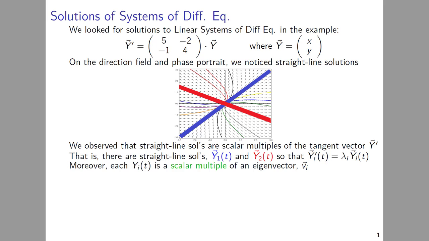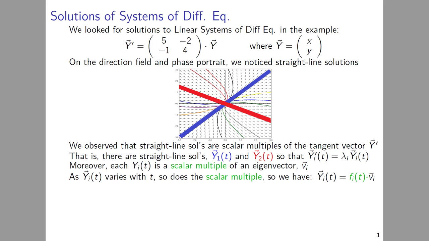Moreover, each yi is a scalar multiple of some eigenvector vi. And as yi of t varies, so does that scalar multiple. So we have that these y's are equal to some function of t times the eigenvector v.